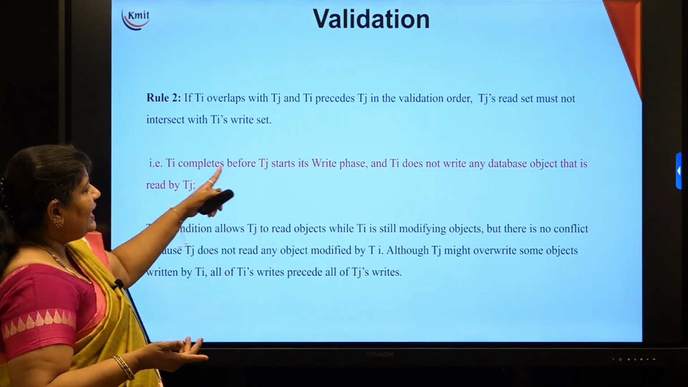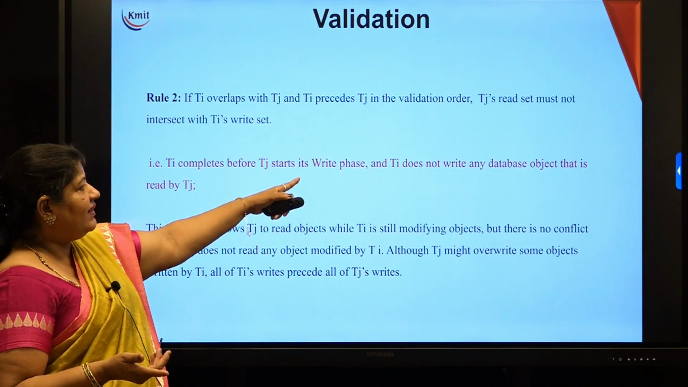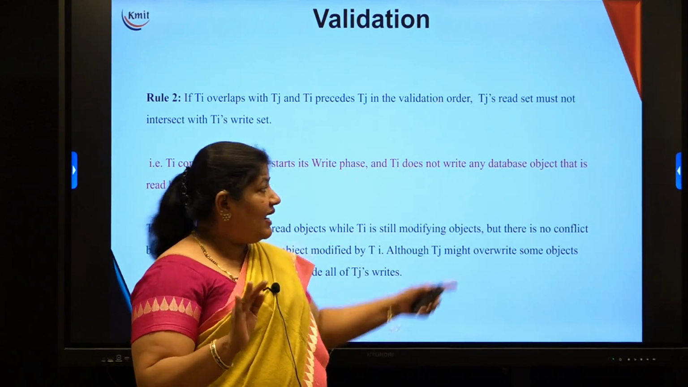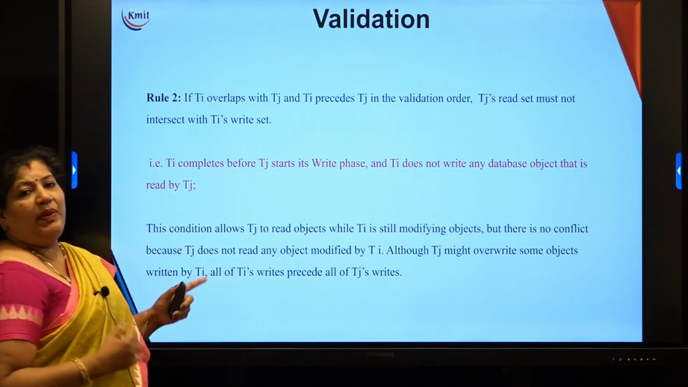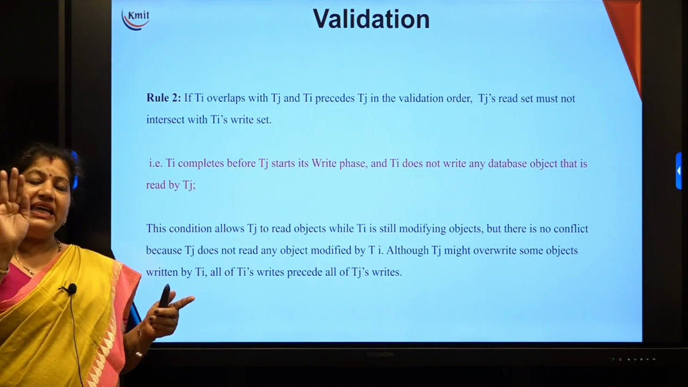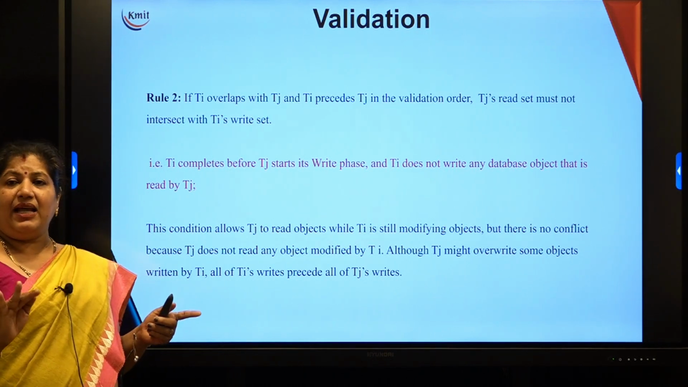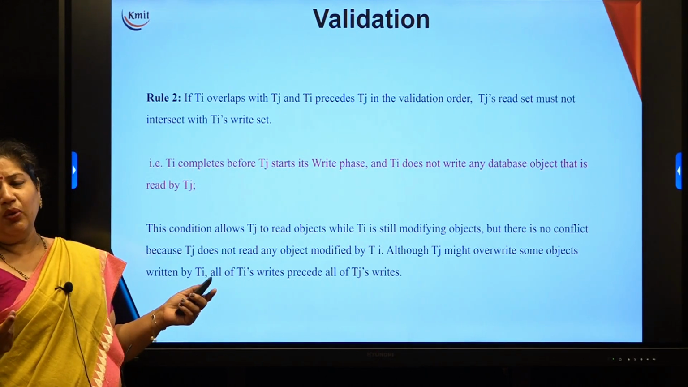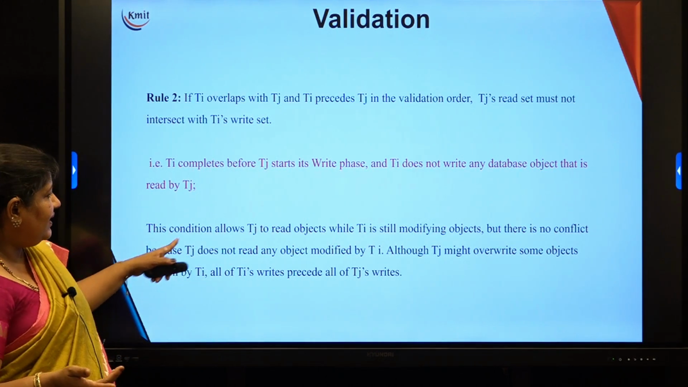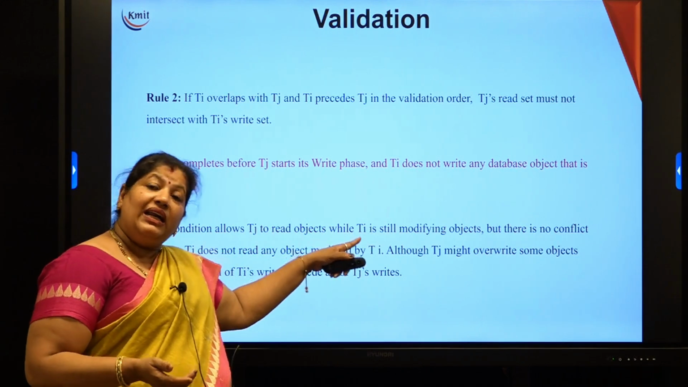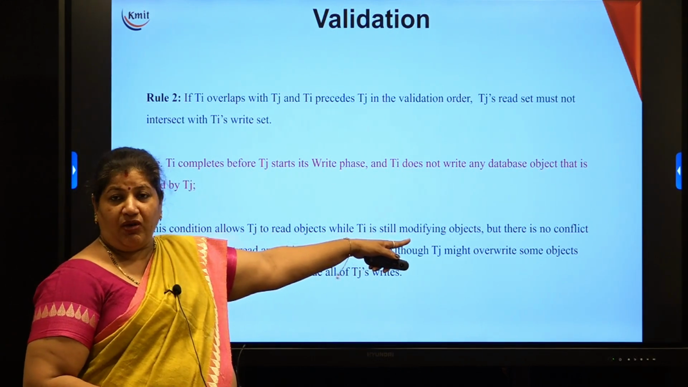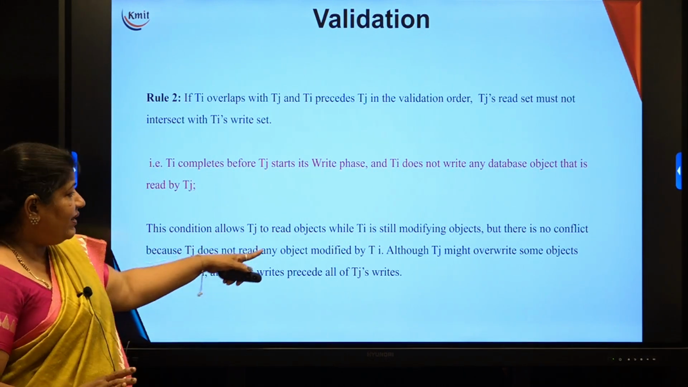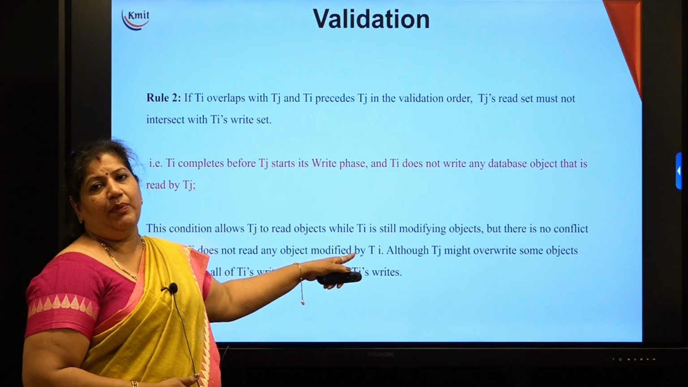See, TI completes before TJ starts its write phase. So TI does not write any database object that is read by TJ, or vice versa. TJ will not read any database object that is written by TI. Then in that case, there is no need for changes. See, this condition allows TJ to read the objects while TI is still modifying, but there is no conflict because TJ does not read any object modified by TI.